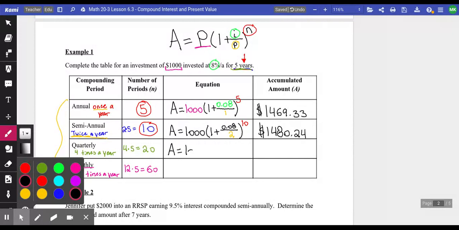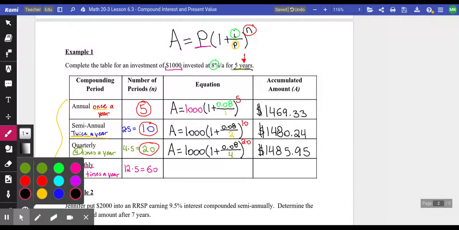The next one, the 1,000 still doesn't change because it's still the same starting amount. It's 1 plus... instead of it being divided by 2, that's going to change. I'm now going to be dividing by 4 because it says 4 times a year. The exponent this time will be 20 because there's 20 total times I'm being charged. To calculate, you do the brackets first, so 1 plus 0.08 divided by 4. Do that to the power of 20, times that by 1,000, and you get a total amount of 1,485.95.